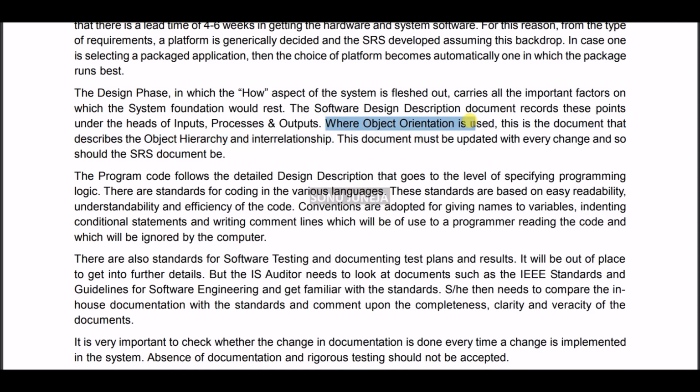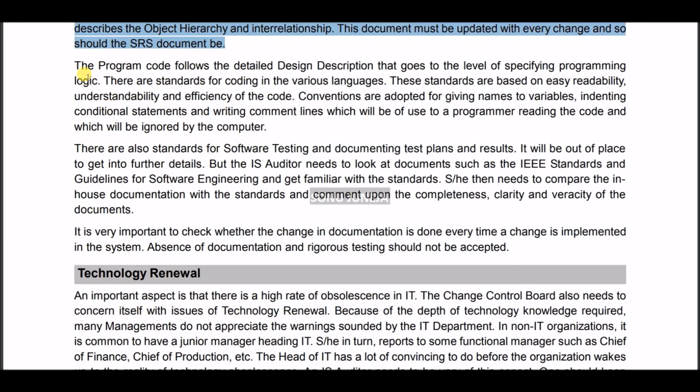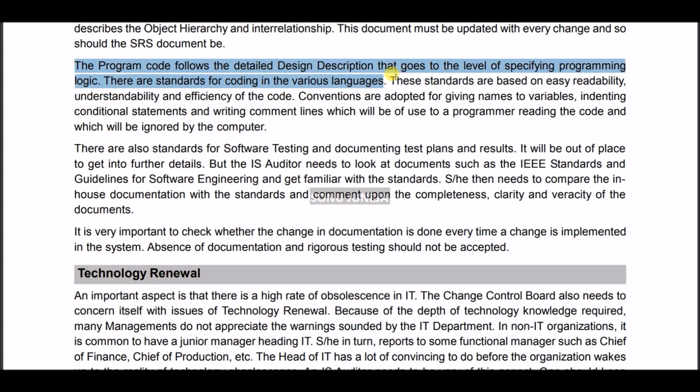The software design description document records these points under the heads of input, process, outputs. Where object orientation is used, this document describes the object hierarchy and interrelationships. This document must be updated with every change, so that it stays in line with the SRS document. The program code follows the detailed design description, which goes to the level of specifying programming logic. There are standards for coding in the various languages. These standards are based on easy readability, understandability, and efficiency of the code.